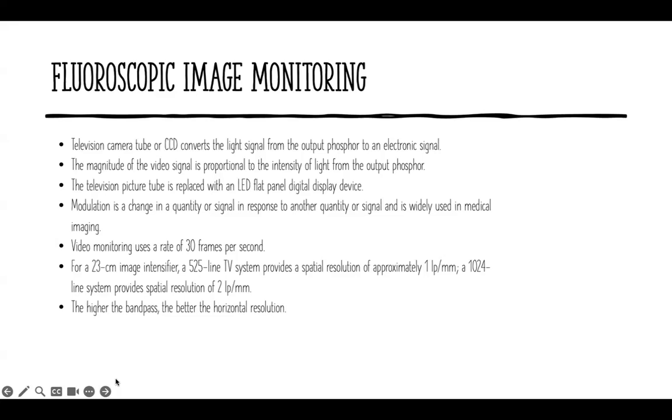So that camera, or that monitor that we look at, basically converts the light signal from the output phosphor to an electrical signal. And that is what makes the picture on the screen. The magnitude of the video signal is proportional to the intensity of light from the output phosphor. The television picture tube is replaced with an LED flat panel digital display.